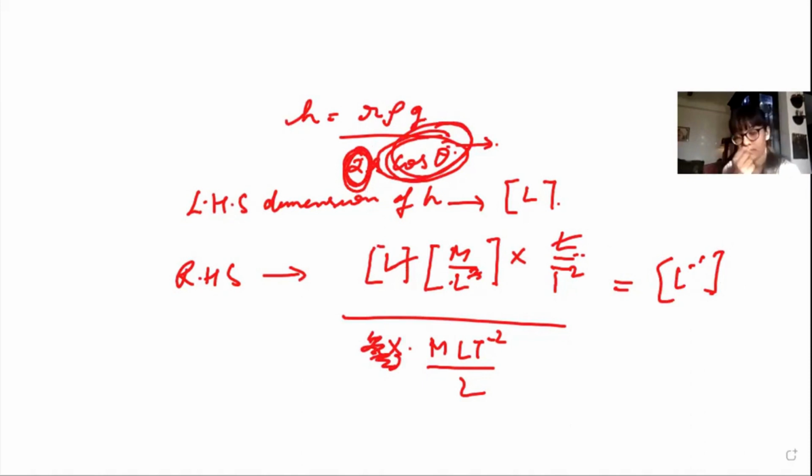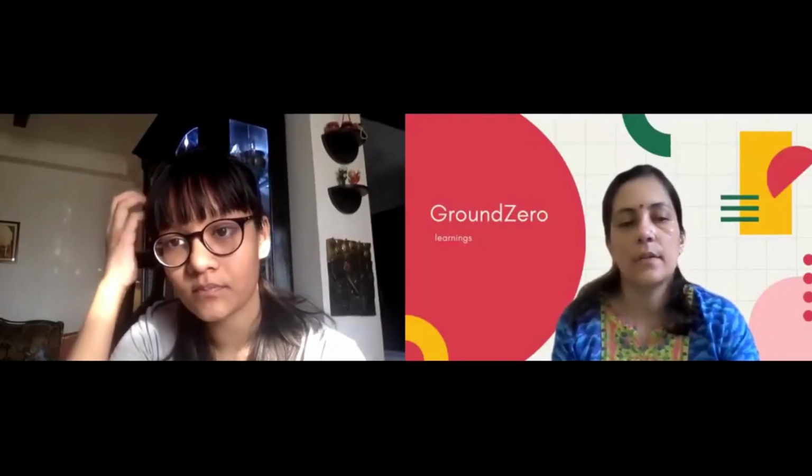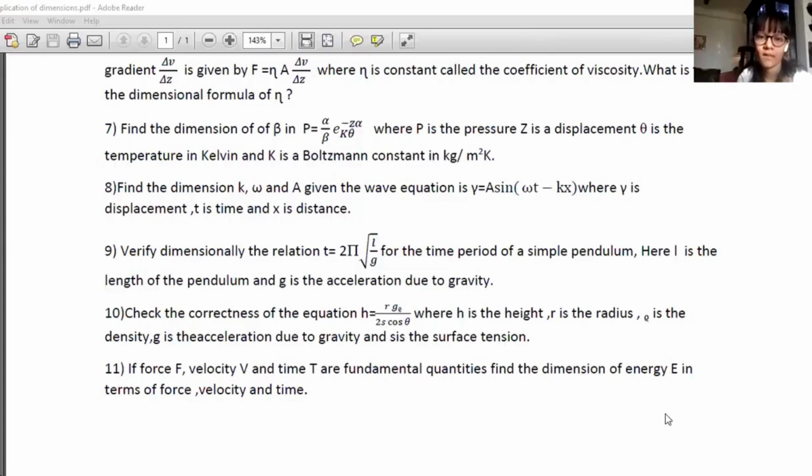Next, let's proceed to the last one. If force F, velocity V, and time T are fundamental quantities, you have to find the dimension of energy E in terms of force, velocity, and time. So that is the third application. We have to find the expression, right?